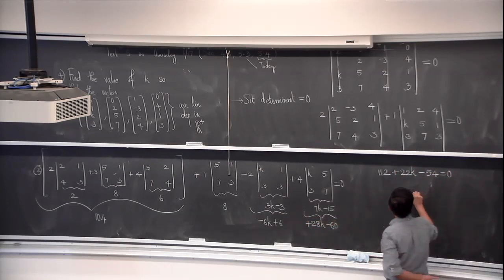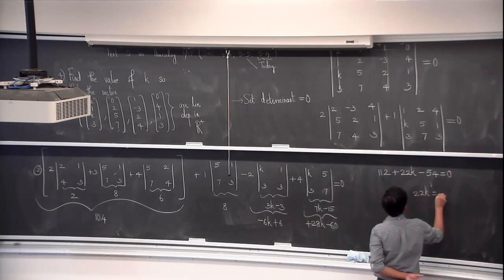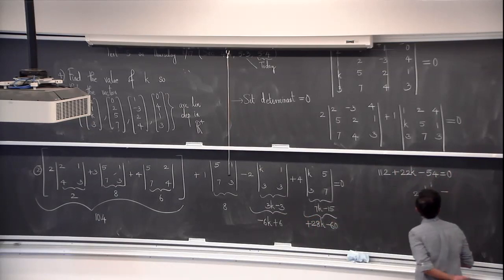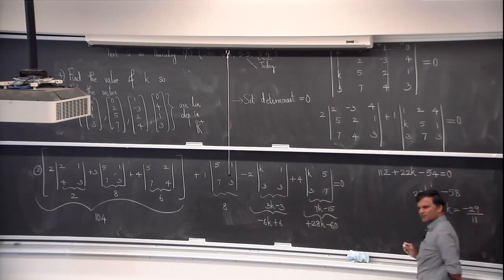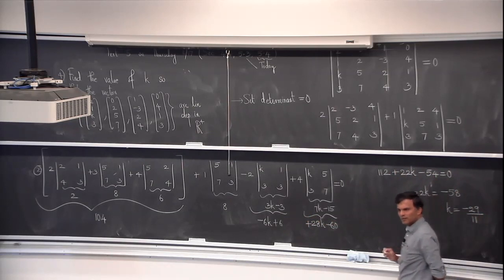So 22k is negative 58. So k is negative 29 over 11. Is that what you got? Somebody, yeah.